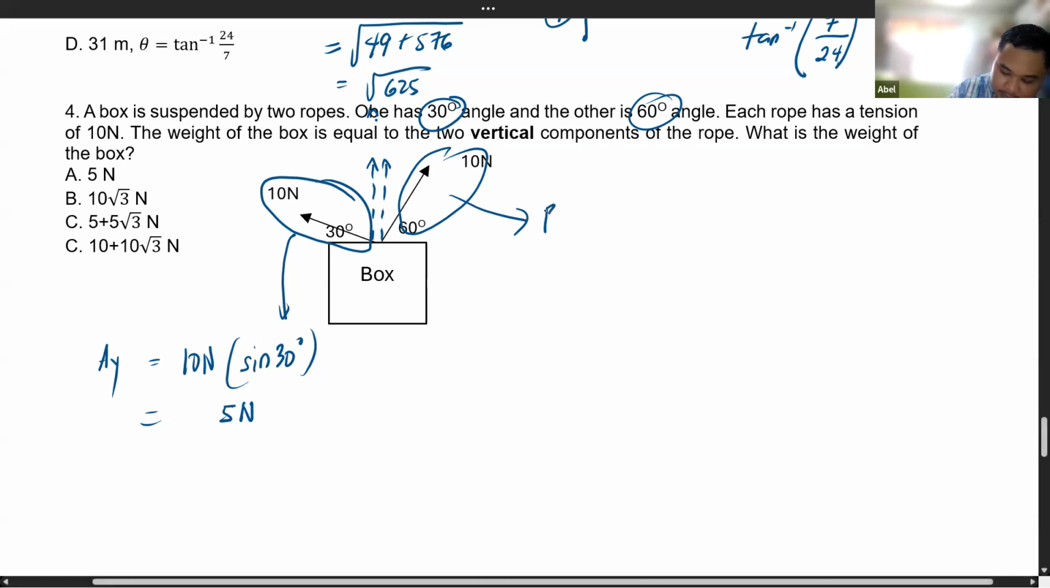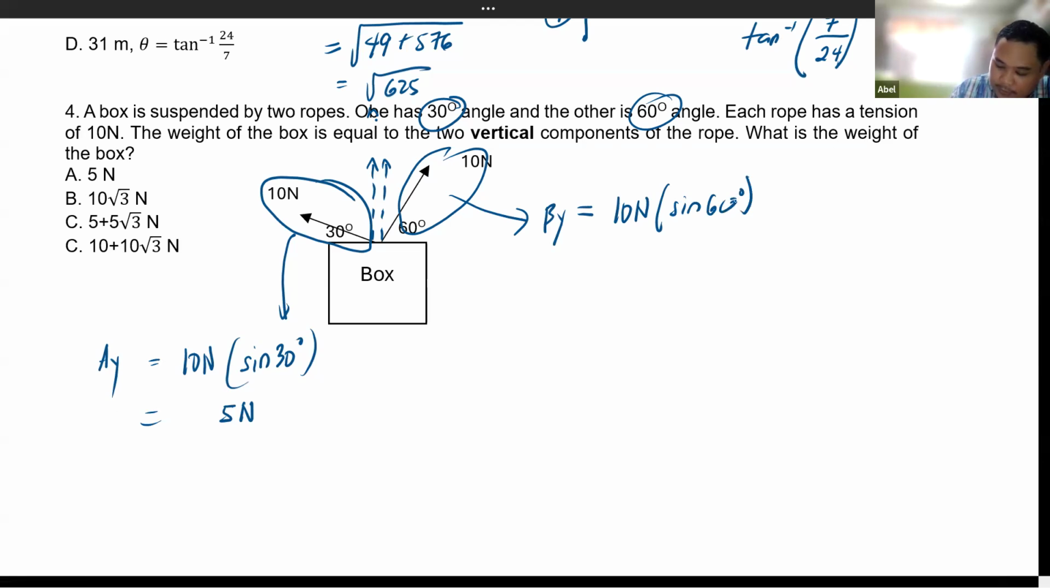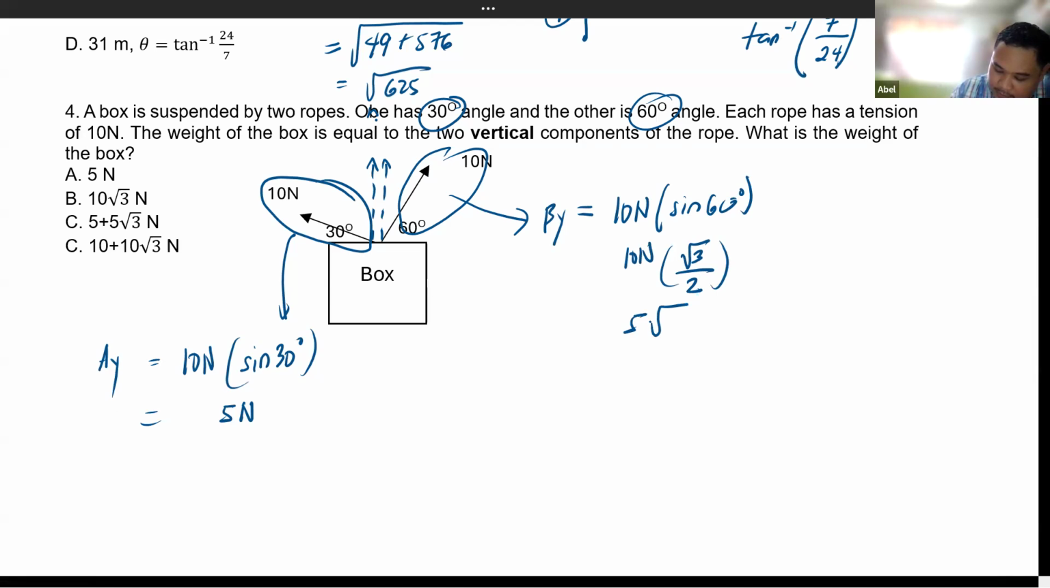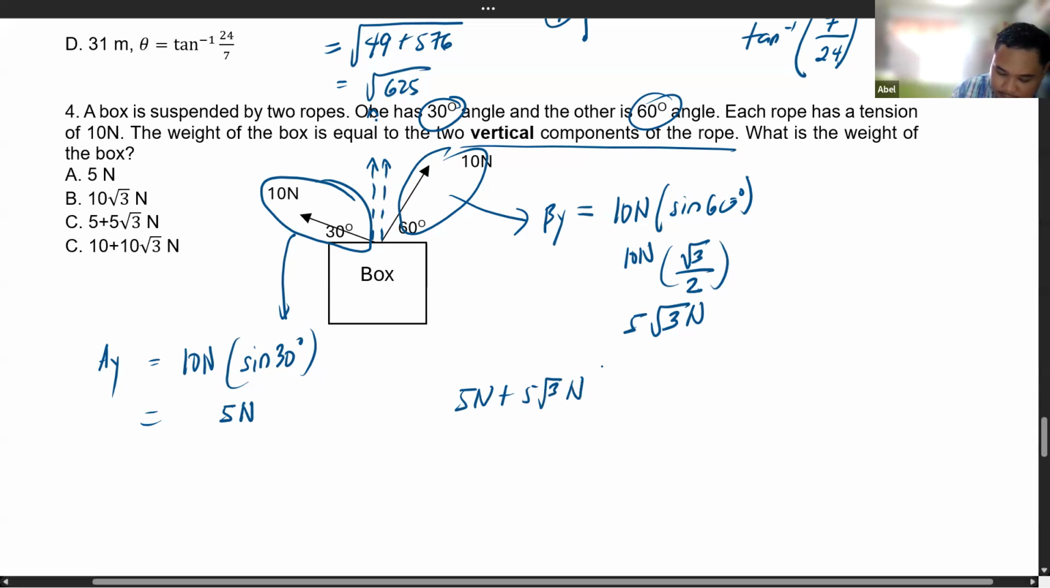The vertical component, By, is equal to 10 Newton multiplied to sine of 60 degrees. And what is sine of 60 degrees? Sine of 60 degrees is root 3 over 2 multiplied to 10 Newton. 10 divided by 2 is 5, and then 5 root 3. Since the weight of the box is equal to the two vertical components of the ropes, that is 5 Newton plus 5 root 3 Newton. Okay? And so the answer here is letter C.